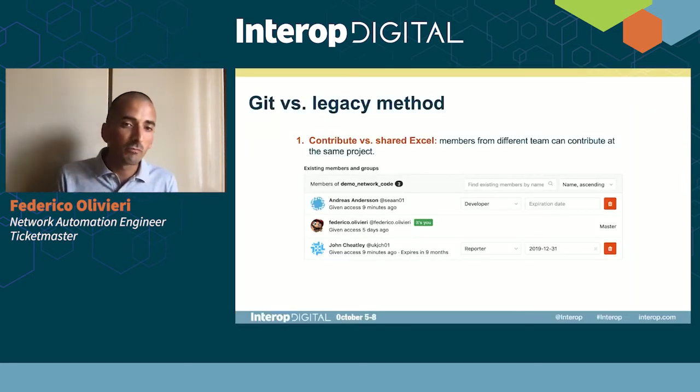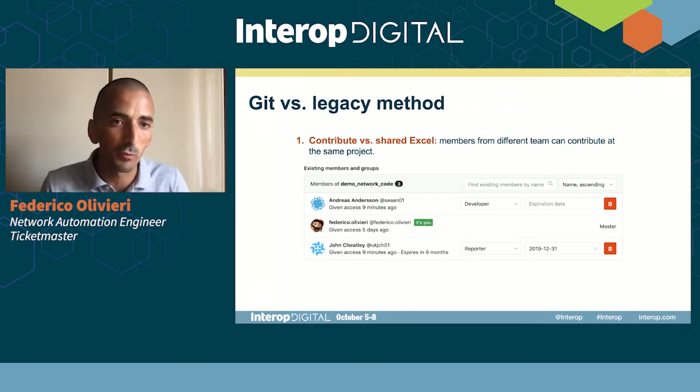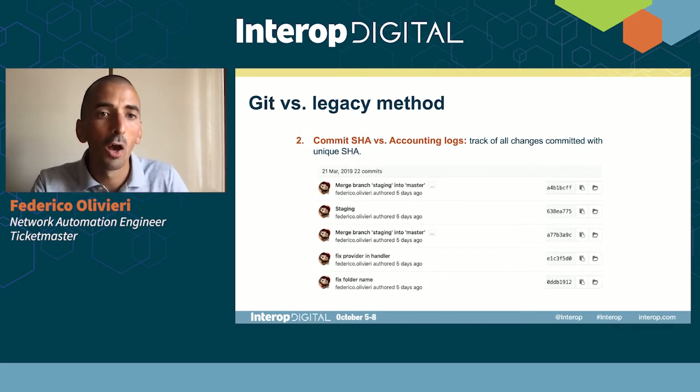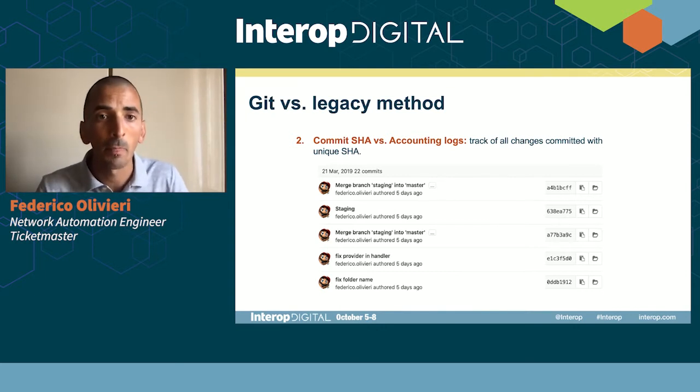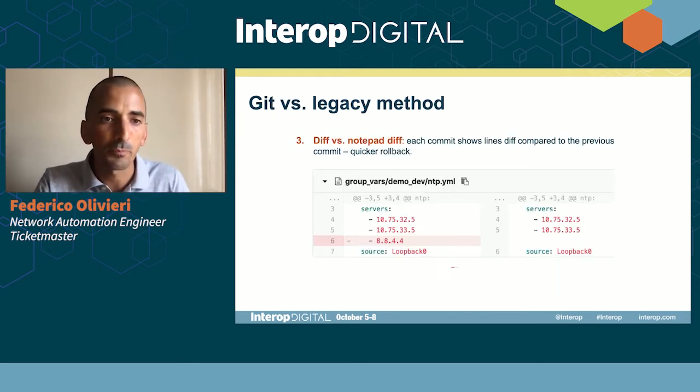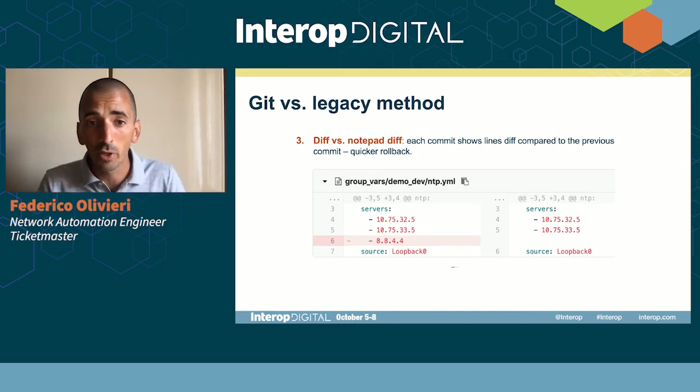Git, we found very many benefits compared to what we used before. In Git, more people can contribute. So you don't have the concept of a shared Excel file, but of contribution. We can keep track of every commit with a specific SHA. That was very difficult to keep track of in Excel. So you can see who is doing what. We have a very useful diff for every change you push in Git, in this case GitLab, where you can see what you had before and what you have now.